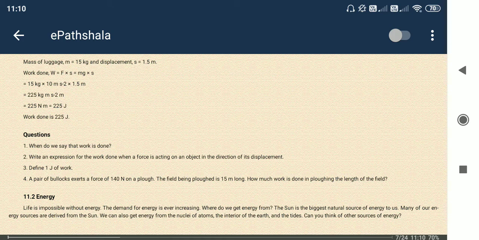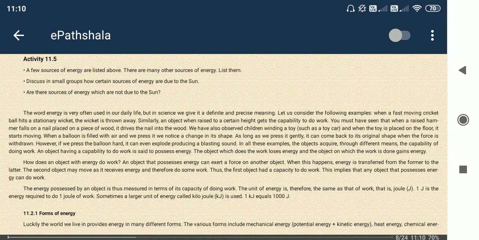Now we are going to energy. So what is energy? When we have energy we can do work. We say it in daily life, right? When a body has energy, it can do some form of work. This is energy, okay?